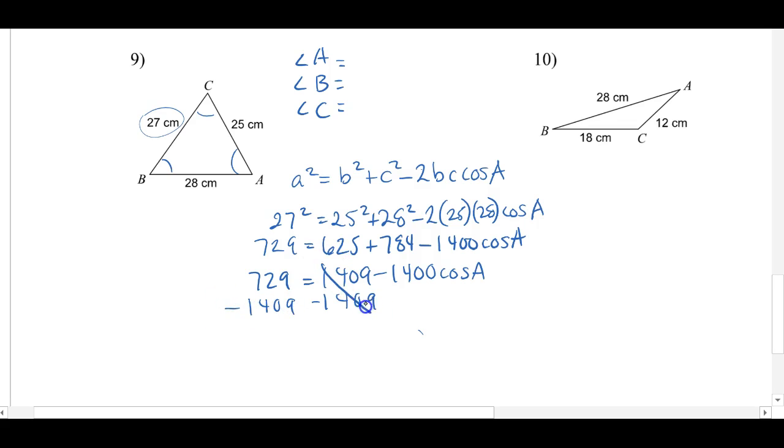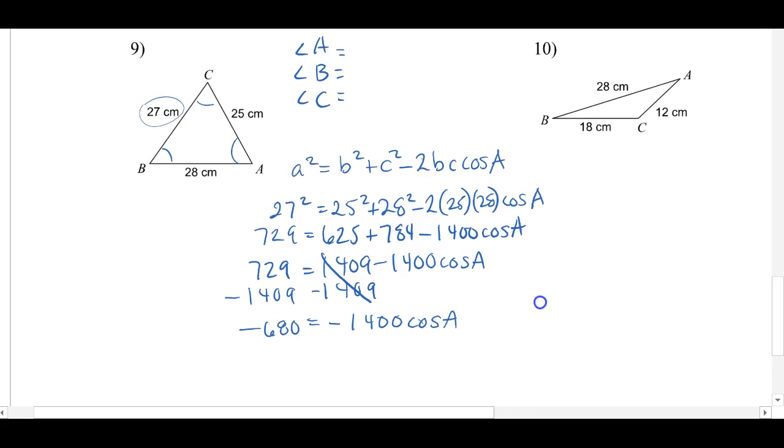1409. Those two cancel out. And let's see, 729 minus 1409, that's negative 680. Okay, equals negative 1400 cosine of A. And the last thing I need to do here before I do inverse is I need to get rid of this negative 1400. And this time, it's being multiplied times cosine, so I need to divide it. Okay, and I'll divide it to both sides.